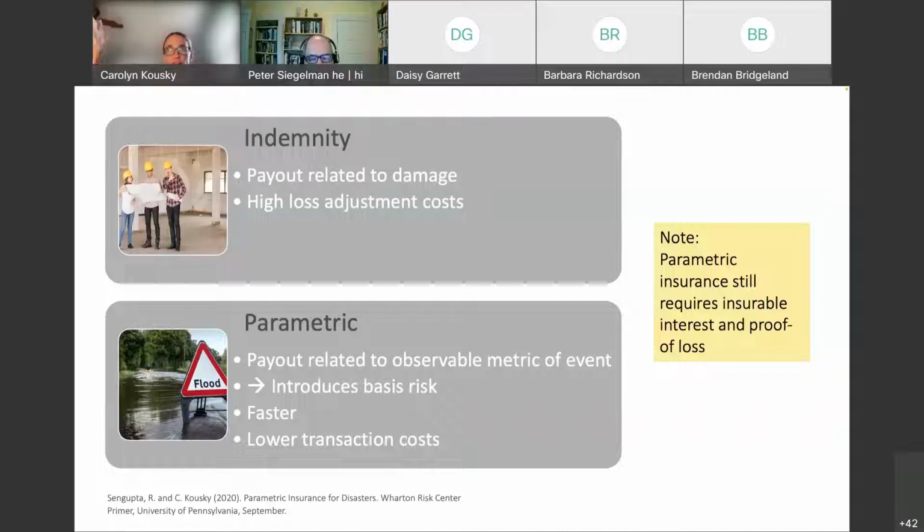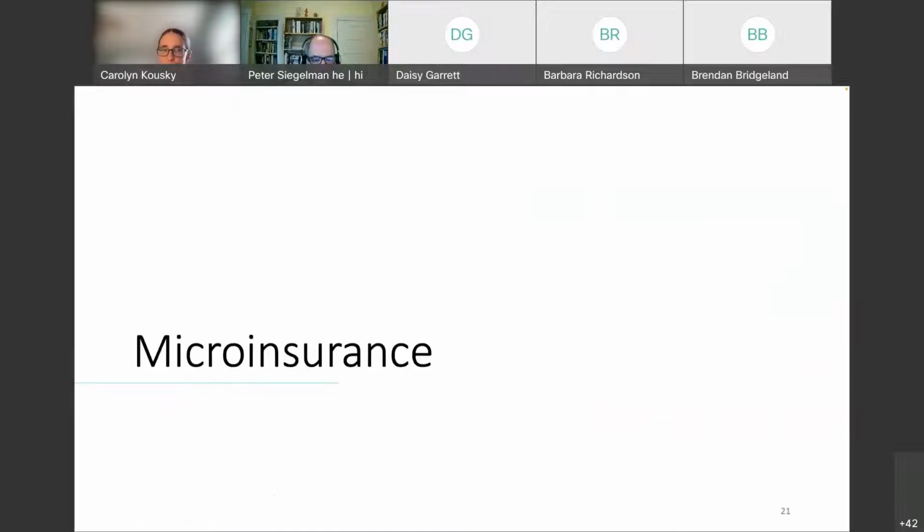You just look at this independent measure, and there's also then typically fewer, you know, legal expenses and stuff because it's not as contested. And so that lower transaction cost also is what opens up the ability to write these kind of smaller microinsurance policies, which is the first thing I wanted to talk about.